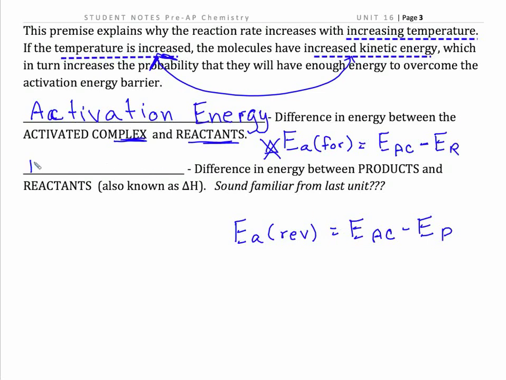And then finally, there's one more that we want to talk about, and that's one we've seen before, and that's the enthalpy. And the enthalpy, remember, we use the symbol delta H, and that's our energy of our products minus our energy of our reactants.